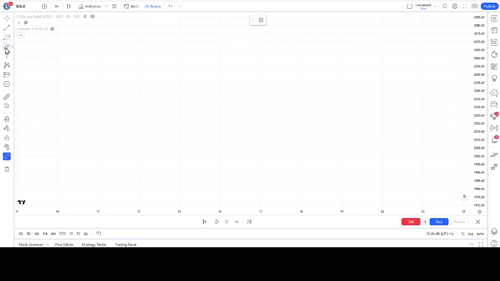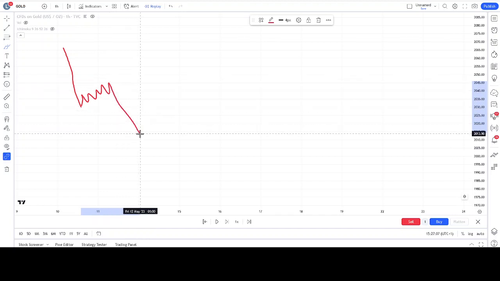The flag pattern basically consists of two components. One is the flagpole and one is the flag. So let's draw a bearish flag pattern here. This is a swift down move. Then we have a consolidation phase, and then we have a breakdown here. So this is a bearish flag pattern.